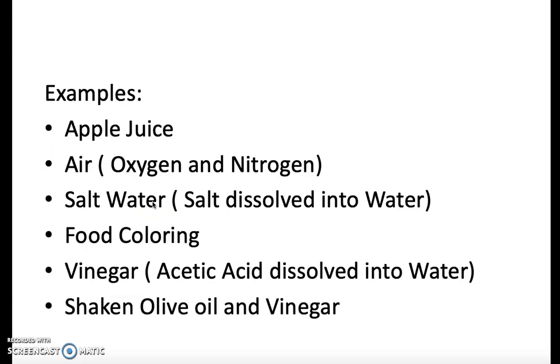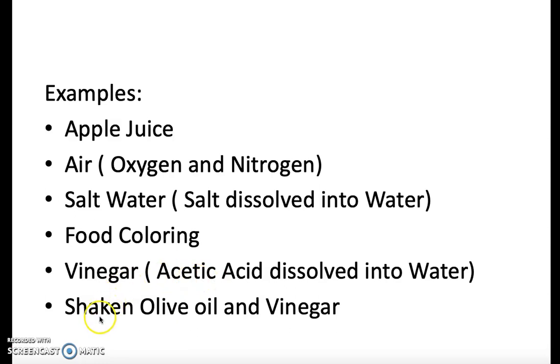Now, some examples of homogeneous mixtures: apple juice, air, and remember air is a mixture of oxygen and nitrogen, salt water, which is salt dissolved in water, food coloring, vinegar. Vinegar is actually acetic acid dissolved in water. Vinegar is 7% acetic acid. Vinegar is a very dilute version of acetic acid.